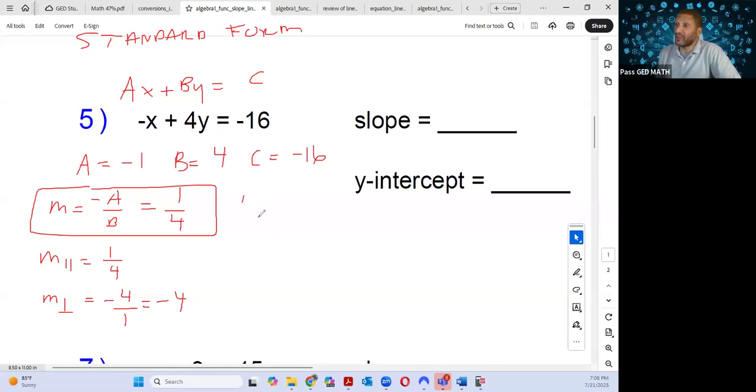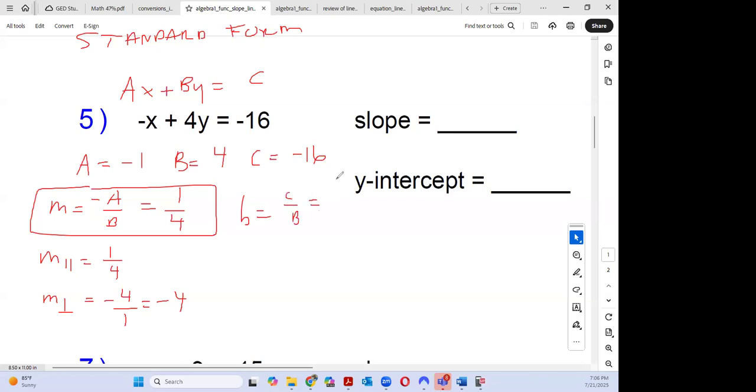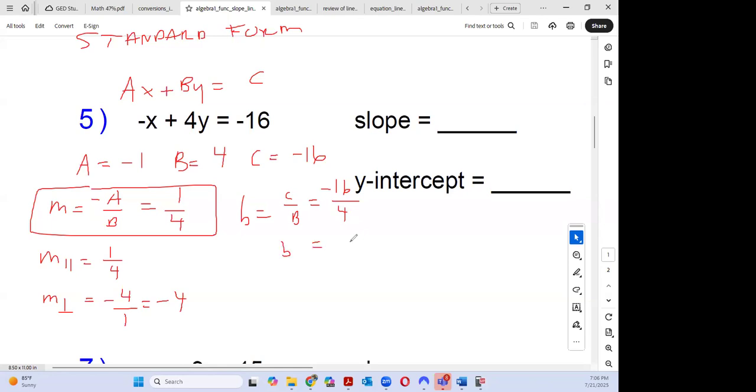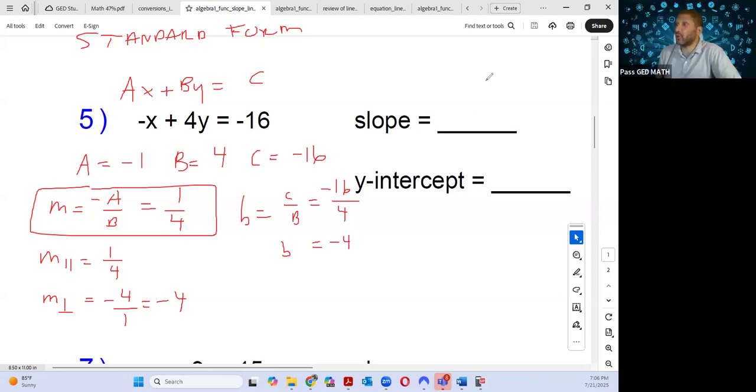Now, define the y-intercept. C over B. What's C? Negative 16. B is what? 4. Negative 16 over 4 reduces to what? Negative 4. So my slope is 1/4. My y-intercept is negative 4.